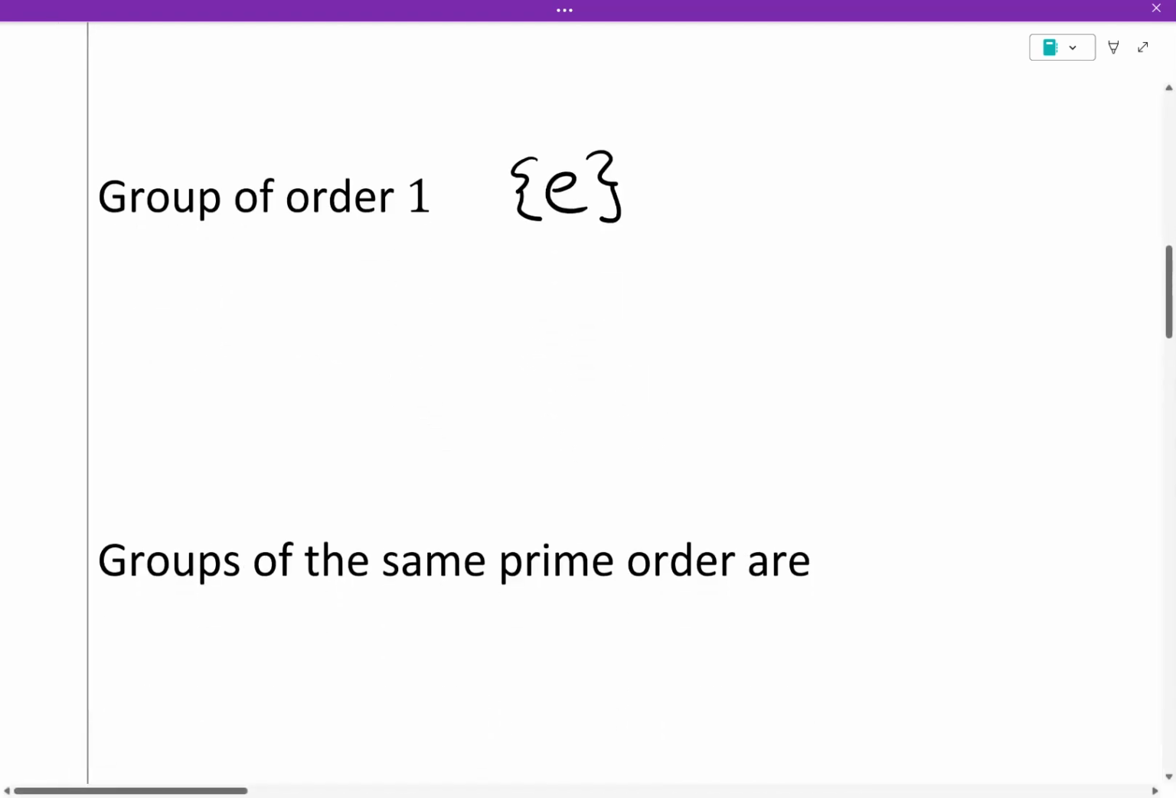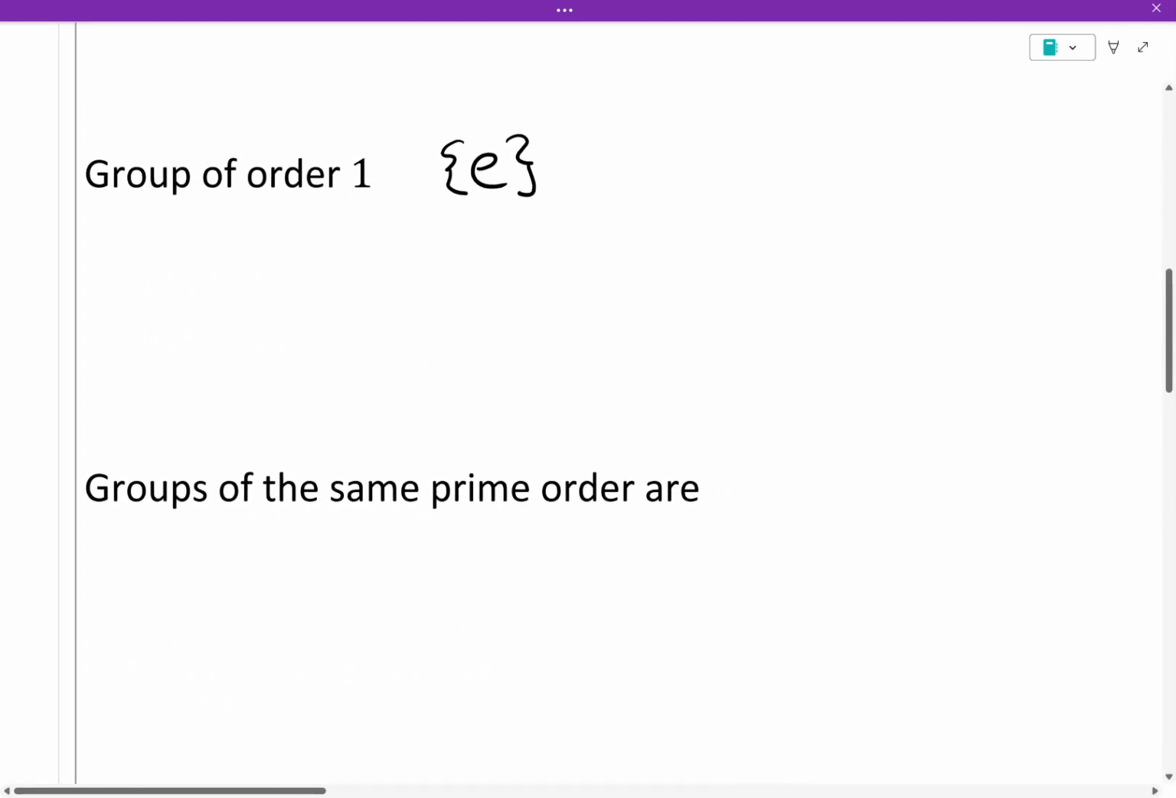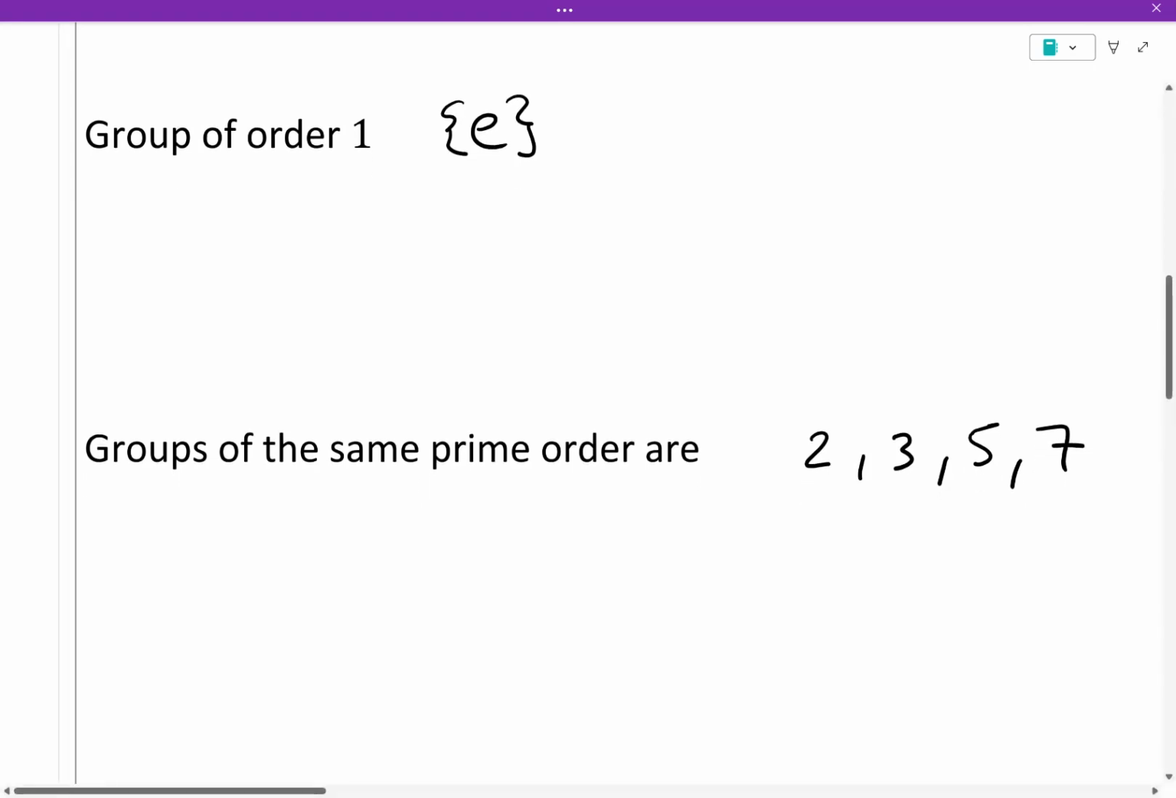Now, let's say we have groups of the same prime order. So multiple groups of order 2, or order 3, or order 5, or order 7, if we're going up to 7. Well, there's certain things we can infer here. All prime order groups are cyclic. The reason being, the element orders are going to be a factor of the group order. So if I pick one of these, for example, for 3, our possible element orders are 1 or 3. Okay, and similar would apply for 5, 7, and 2.